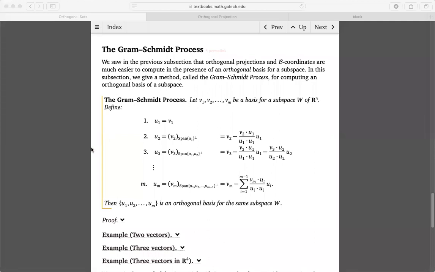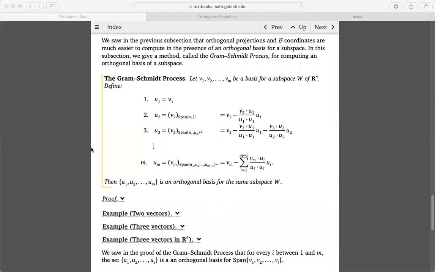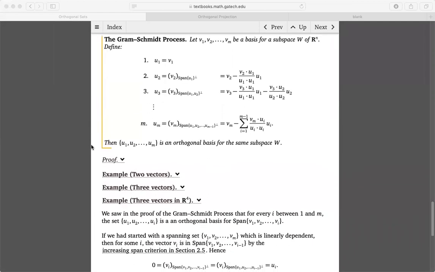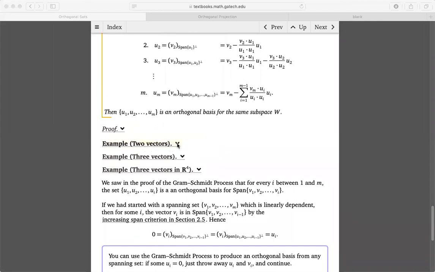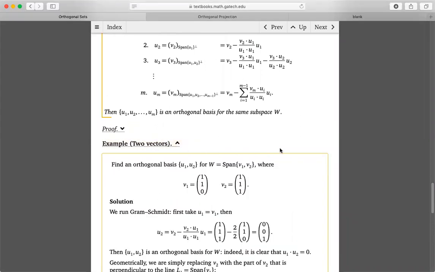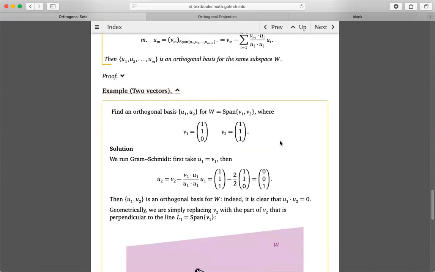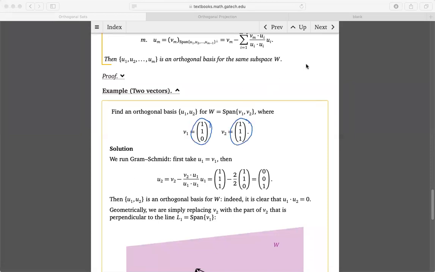So I think with that, we can go ahead and move on to a few examples. So let's go to this example of two vectors. Here we have vector v1 and v2. v1 is 1, 1, 0, v2 is 1, 1, 1. And we want to find the orthogonal basis for W, which is spanned by these two vectors. This is the type of question that is generally asked when dealing with the Gram-Schmidt process.